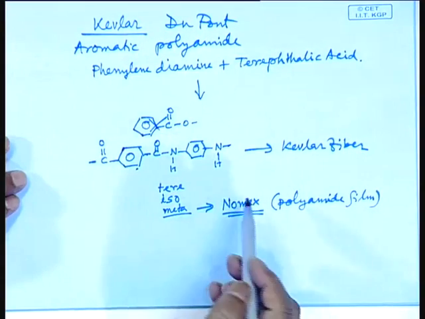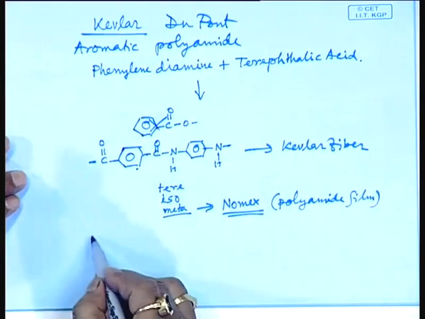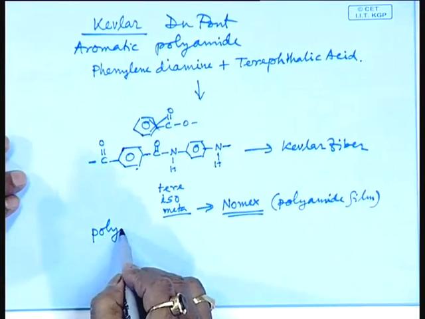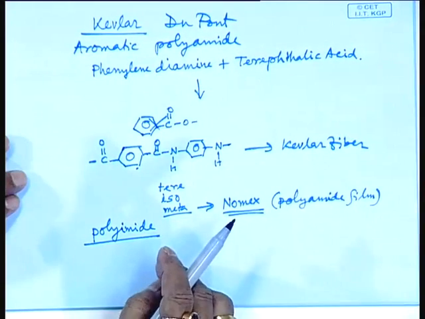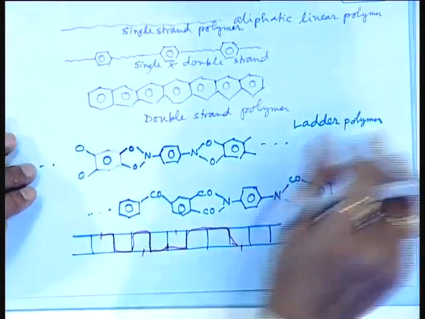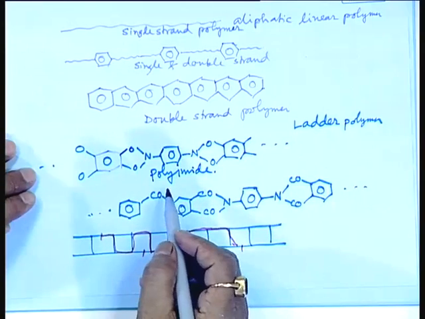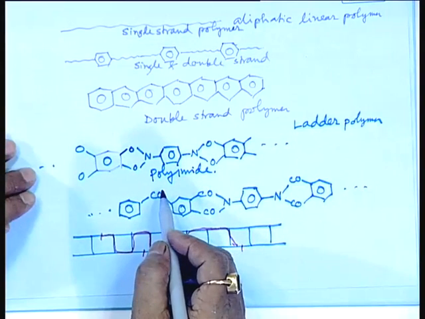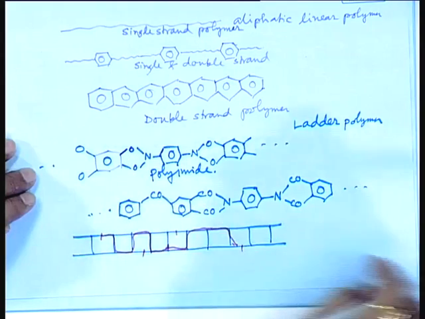Now, this is one polymer, and you can have polyamides. I have shown in the earlier slide, you see this is a polyamide. Now, these are not so easily processable, you cannot melt it. So, melt processing is not possible.